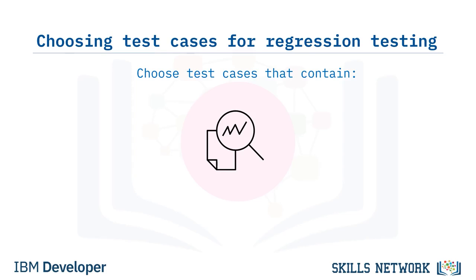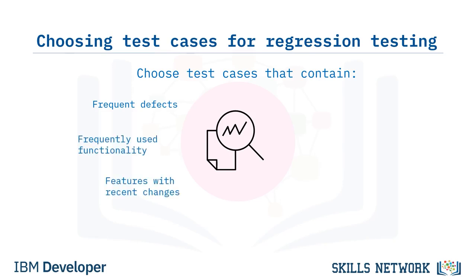Common reasons for regression test case selection include cases that have frequent defects, contain frequently used functionality, contain features with recent changes, or are complex test cases, edge cases, and randomly successful or failed test cases.